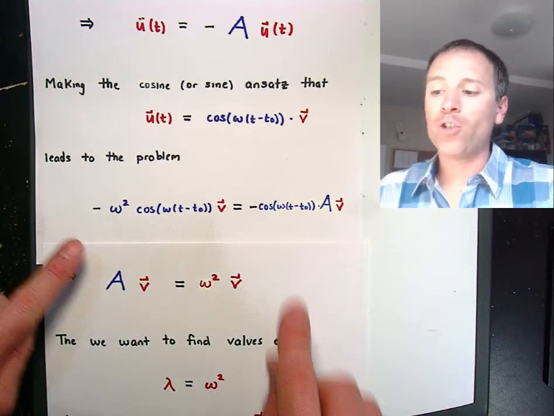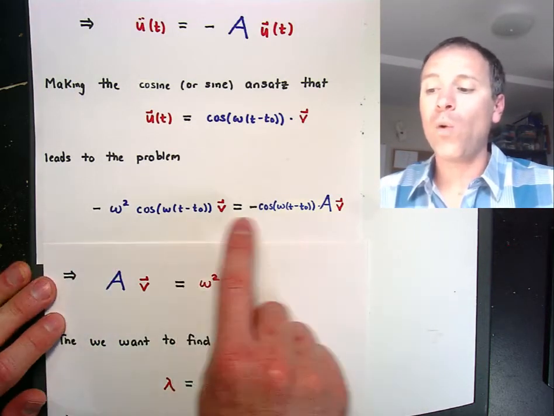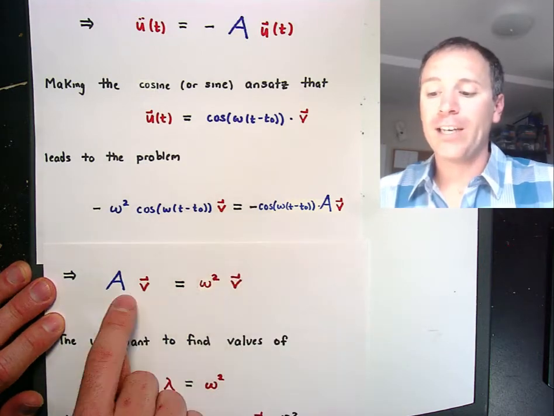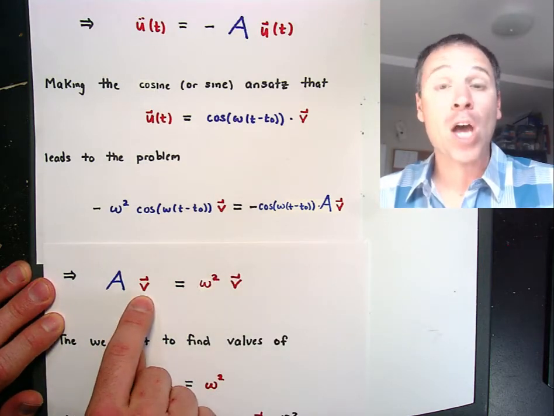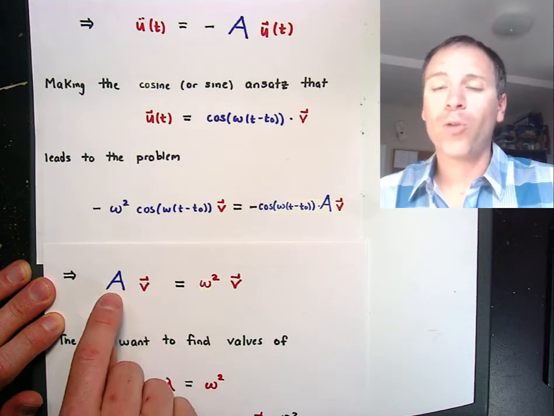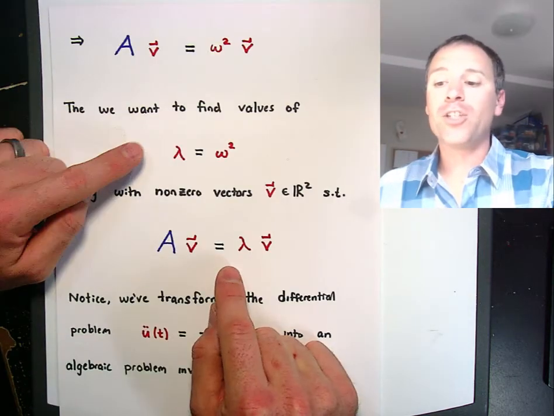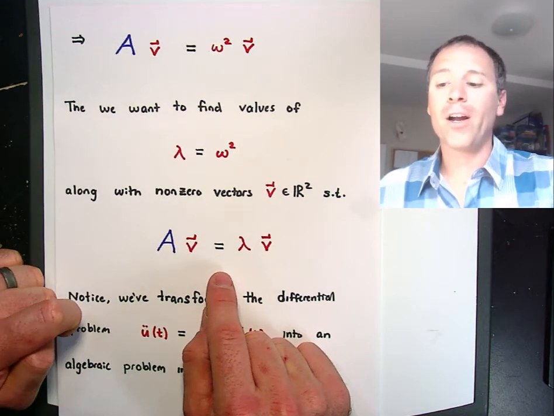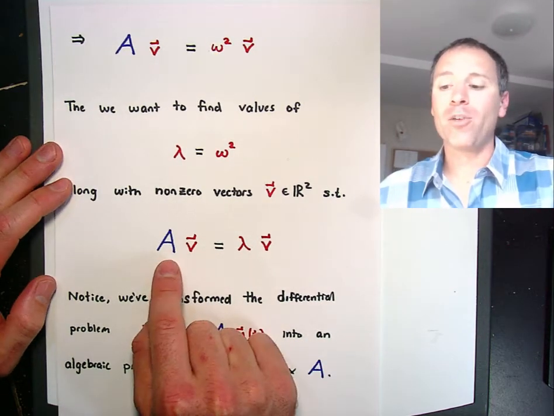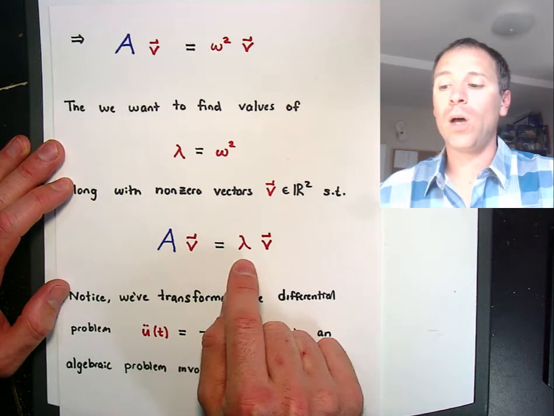And then we did some algebraic manipulations to show that the only way these two things are true is if the vector v, non-zero, has the property that when we multiply A times v, we get omega squared times v. Introducing notation lambda equals omega squared, this is actually a standard eigenvalue problem. A times v is equal to lambda times v.